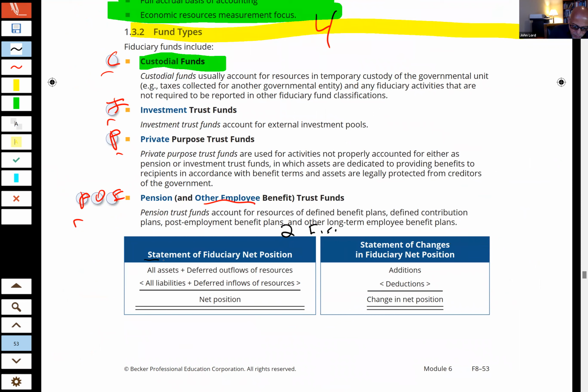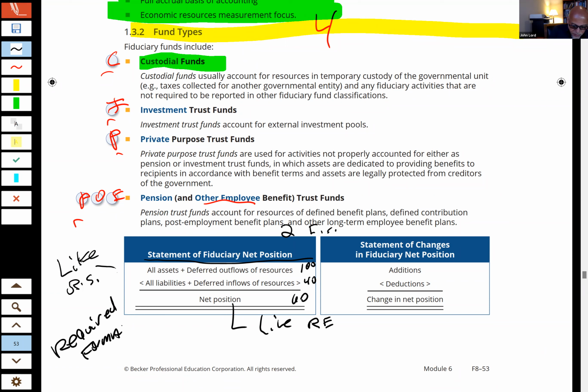There is the statement of fiduciary net position, which is like the balance sheet. Notice they say, hey, assets minus liabilities equals net position. Net position is like retained earnings. This is the required format.